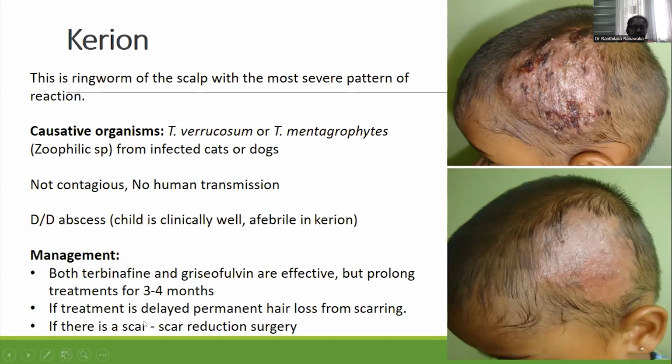If treatment is delayed, like if they come late to us, the problem is the hair follicles might die permanently because it affects the hair follicles directly. They can get permanent scarring. Even with permanent scarring, we can do scar reduction surgery. We just cut off the scar and approximate the skin and suture, right?